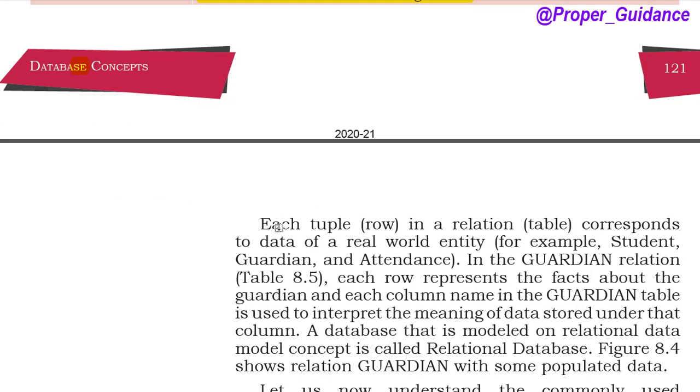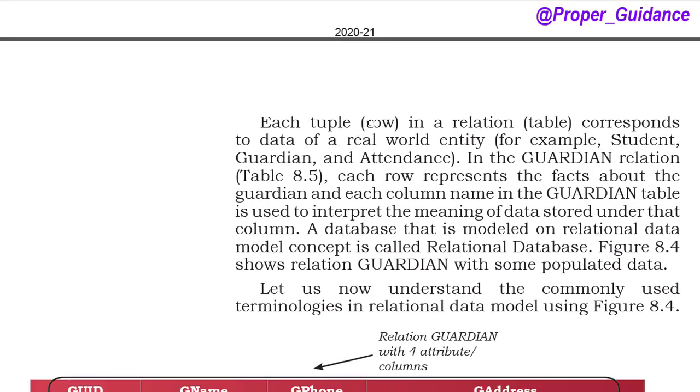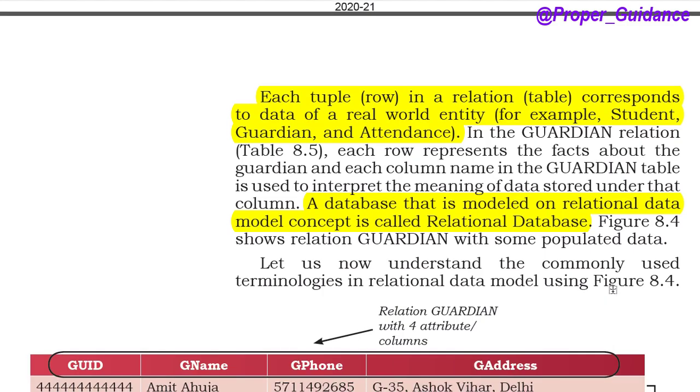So, each tuple, meaning row, in a relation corresponds to data of a real world entity, for example, student, guardian, and attendance. In the guardian relation, each row represents the facts about the guardian and each column name in the guardian table is used to interpret the meaning of data stored under that column. A database that is modeled on the relational data model concept is called a relational database.